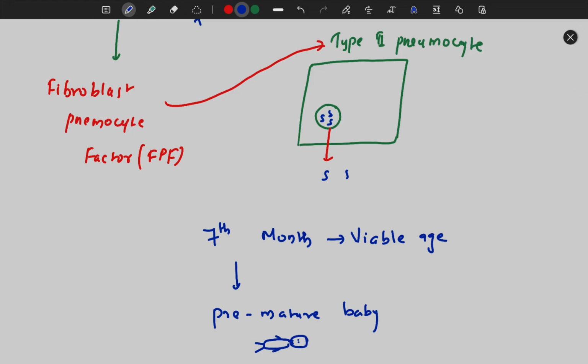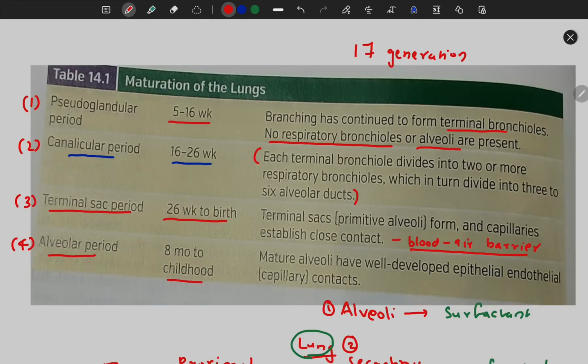If a premature baby is expected, the mother is provided with certain steroids, corticosteroids, and through the mother it reaches the fetus and stimulates the fibroblast pneumocyte factor to release surfactant. This is a table which I have taken from Langman's Medical Embryology. So now going on to its applied aspect.